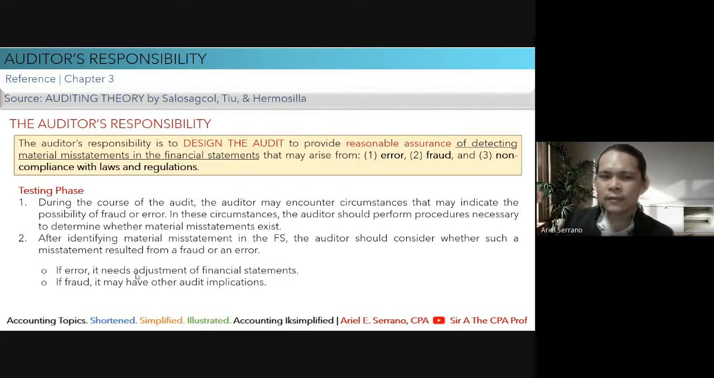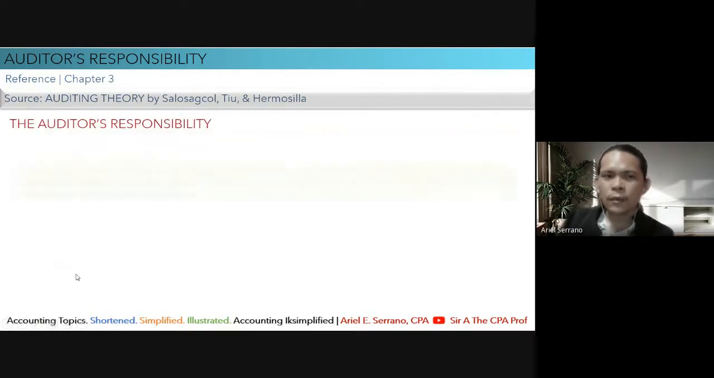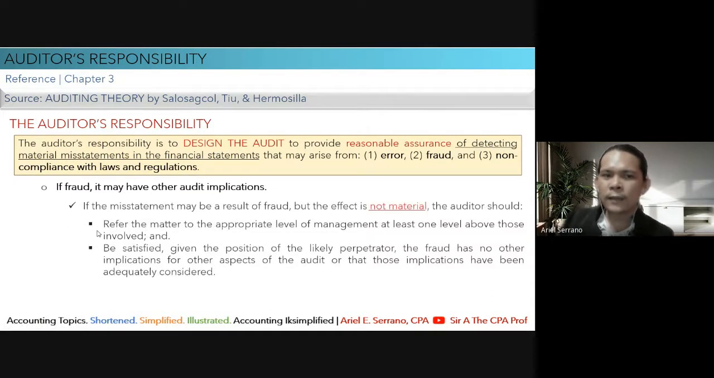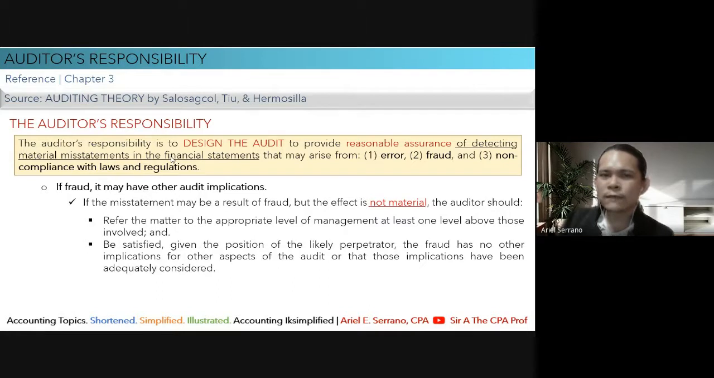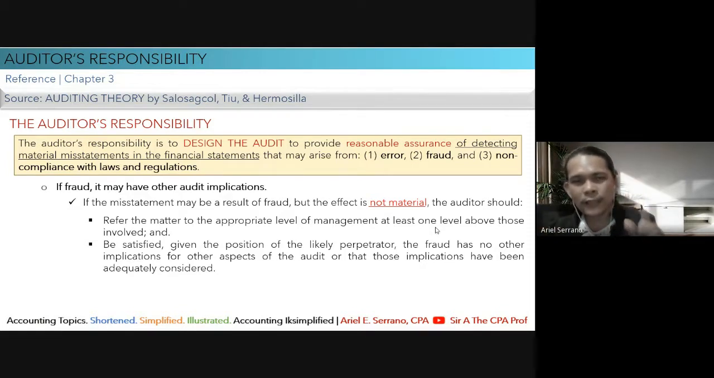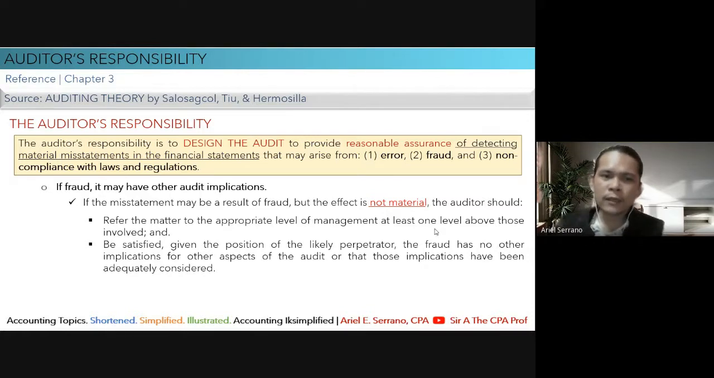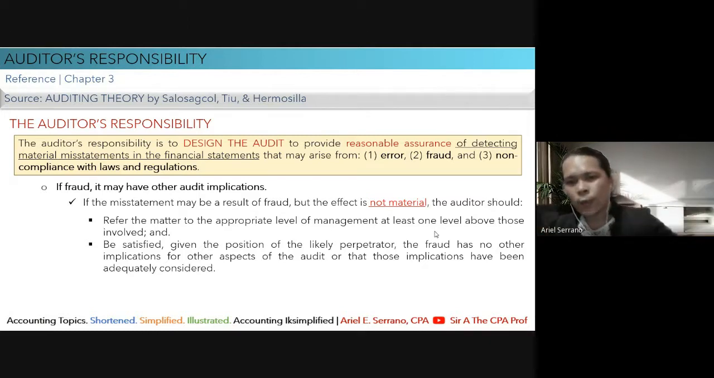Now, in assessing kung yung material misstatement ay arising from fraud, we have to consider the following. Kasi nga may implications yan. Kung yung misstatement arising from fraud, okay, is not immaterial, the auditor should refer the matter to the appropriate level of management, at least one level above those involved. So kung yung fraud na discover natin on the supervisory level, at least we have to refer to the management because at least one level above those involved. Kung nasa supervisory function yung fraud, i-refer natin ito sa appropriate level of management, one level above them.